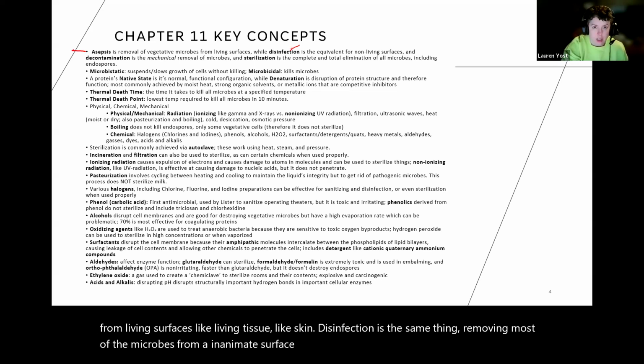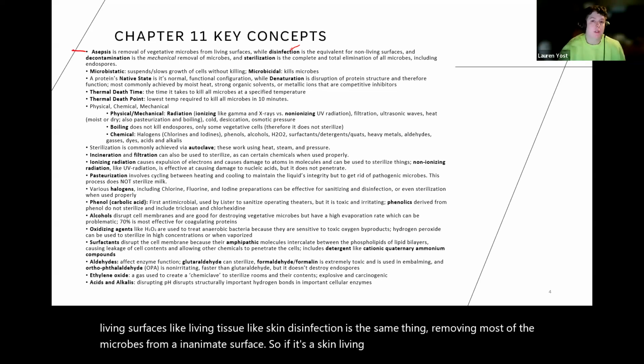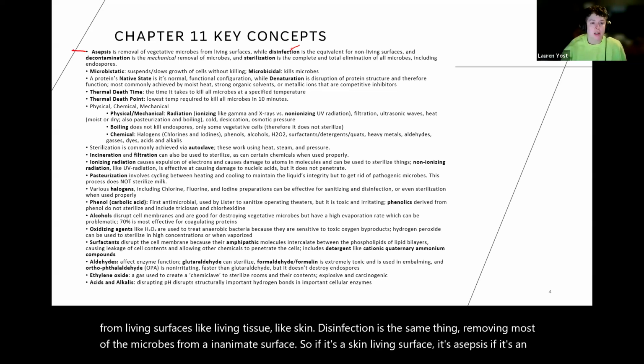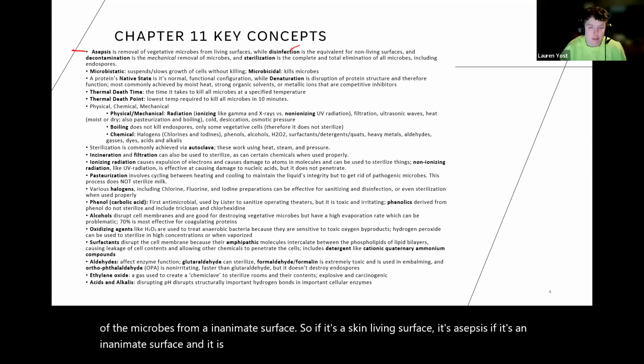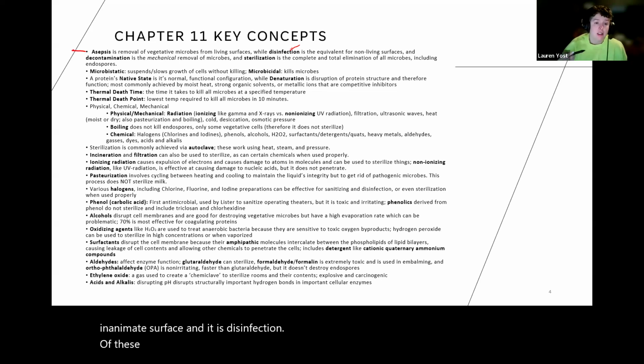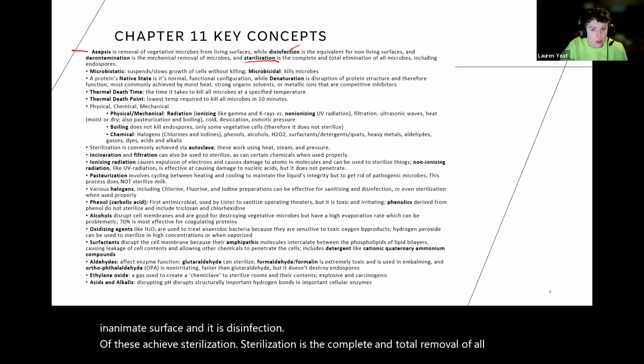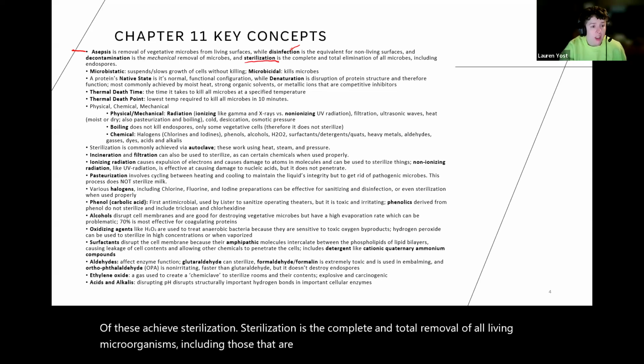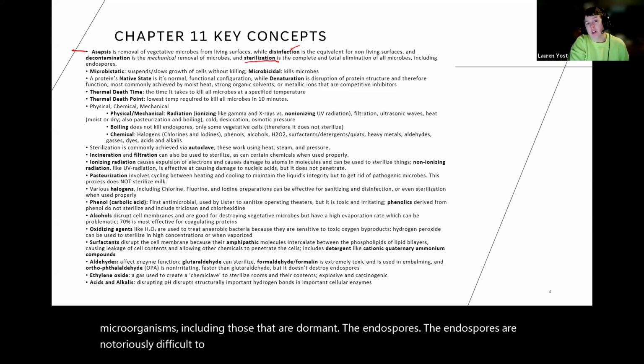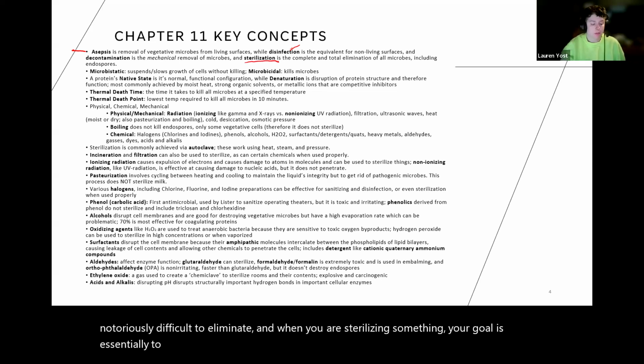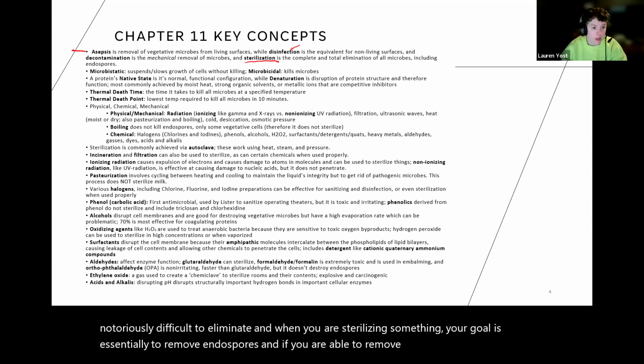So if it's a living surface like skin, it's asepsis. If it's an inanimate surface, then it is disinfection. Neither of these achieve sterilization. And sterilization is the complete and total removal of all living microorganisms, including those that are dormant, the endospores. The endospores are notoriously difficult to eliminate. And when you are sterilizing something, your goal is essentially to remove endospores. And if you are able to remove endospores, you're removing everything else.